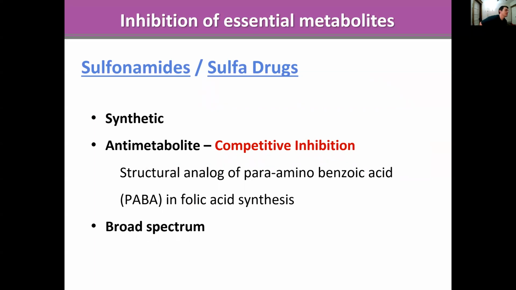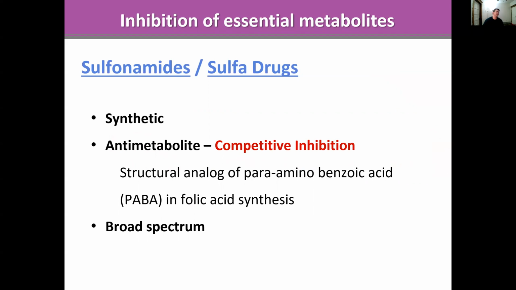So here you have what is called competitive inhibition, and that's induced by these antimetabolites. So what is an antimetabolite? An antimetabolite is just a chemical that inhibits the use of a metabolite, pretty self-explanatory, which is another chemical that is necessary for metabolism.